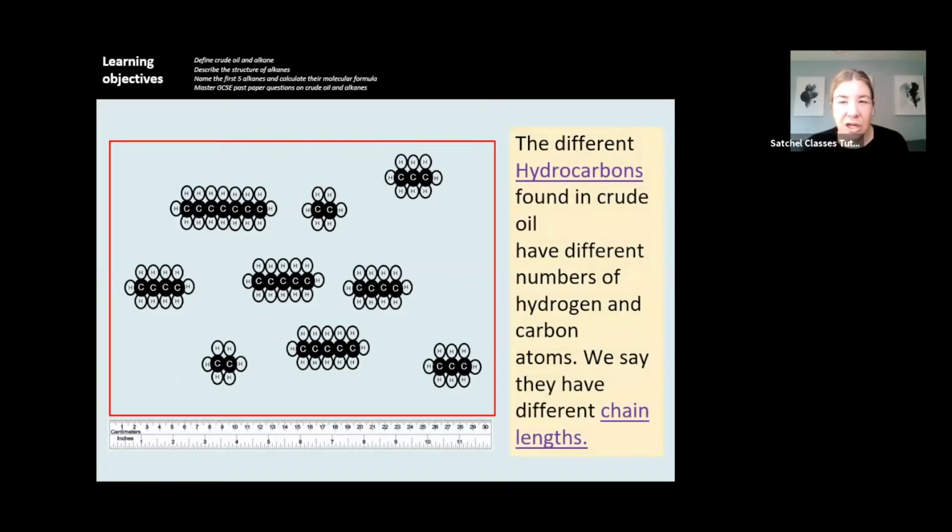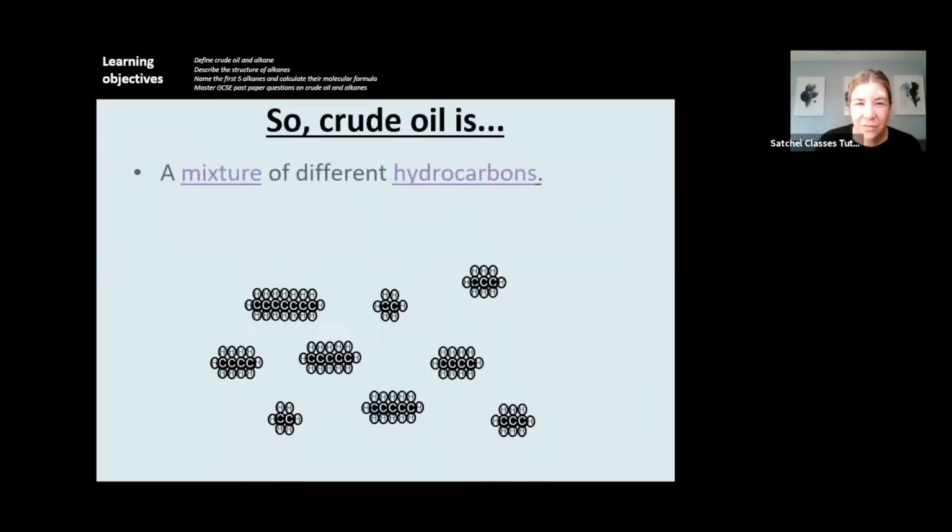The different hydrocarbons found in crude oil have different numbers of hydrogen and carbon atoms. We say they have different chain lengths. These are two of the really key points to put in your notes if you're taking notes. Crude oil is a mixture of different hydrocarbons.